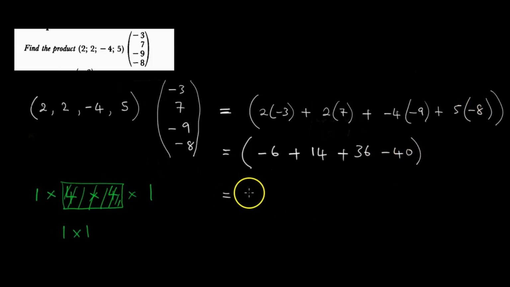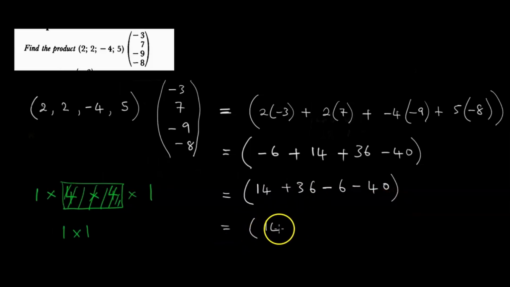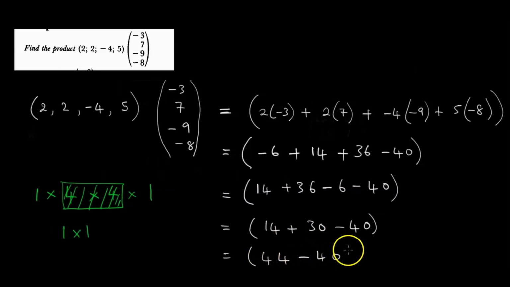Let us solve that. Saka we can pick up, we rearrange like this, 14 plus 36 minus 6 minus 40. And so this will be what? It's actually 14 plus 30, 30 from 36 minus 6, minus 40. What is 14 plus 30? 4 plus 0 and 1 plus 3. So it's 44 minus 40, which is equal to 4, like that. And that will be our answer.